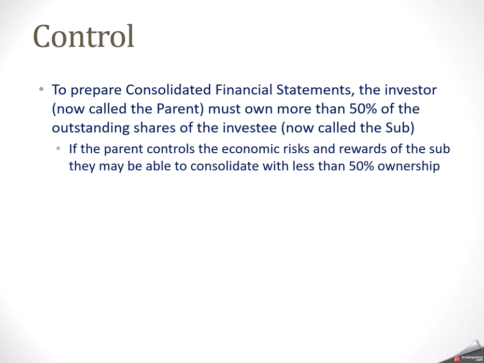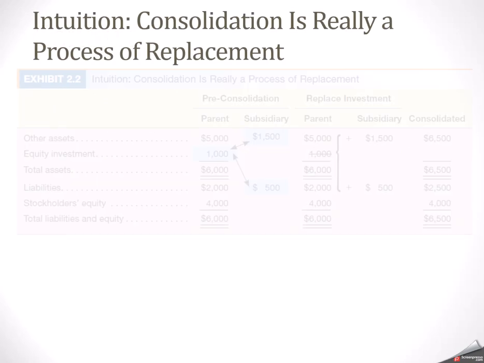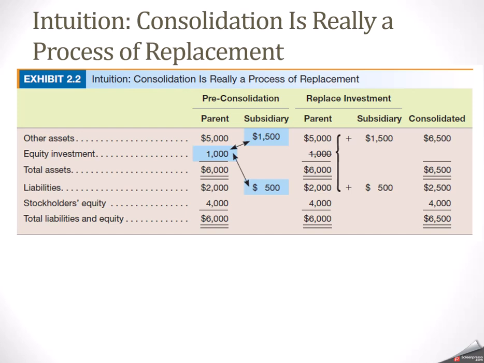So if they control the economic risks and rewards of that company, they could actually consolidate with less than 50% ownership, but most of our problems are all going to be over the 50%. So the consolidation really is replacing it. So we're taking our parent company and we're adding in our subsidiary company into our consolidation of our financial statements.